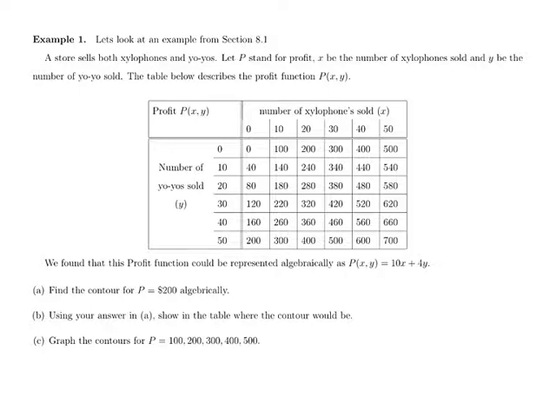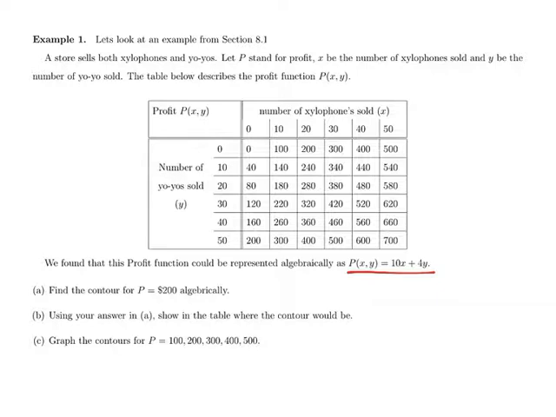And we were given this as a table of values, the first thing we learned about with functions of two variables. So note that if the store sold 20 yo-yos and 10 xylophones, the profit would be $180. And in that video, we found that the profit function could be written out algebraically as P of x, y equals 10x plus 4y, looking at cross sections of this in just the terms of x and y, where either one was set equal to 0. So now let's think about this in terms of contours.